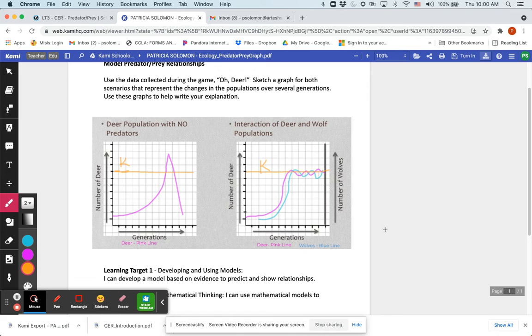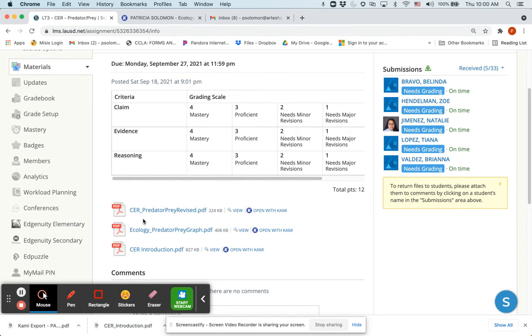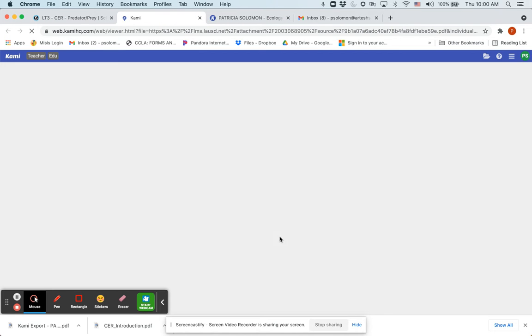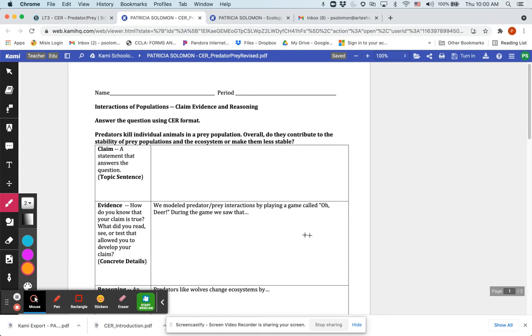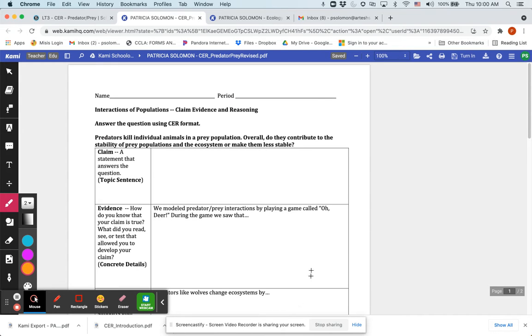So, what I want you to do is make sure that you have this graph and that you're going to now take a screenshot of it. This way you can actually include this in your CER. So, the next thing you're going to do is go back to Schoology, and you're going to open up your predator prey CER document in Cami. And in here, you have a little chart that's going to help you get started.